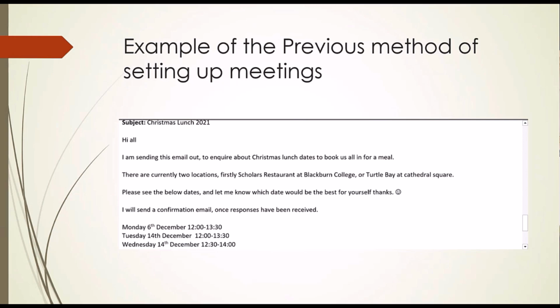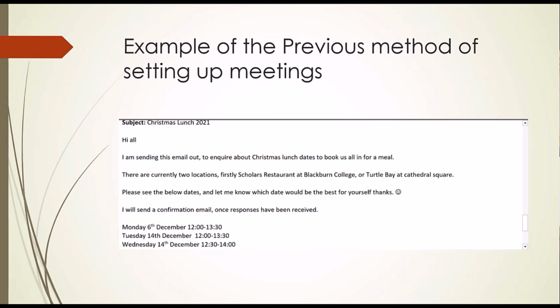And this method was a lot more time consuming than using the scheduling poll, and would lead to errors being made, such as people's responses being missed or attendees responding too late. So if for example, you were setting up a meeting in a meeting room, that meeting room could have already been booked by someone else.